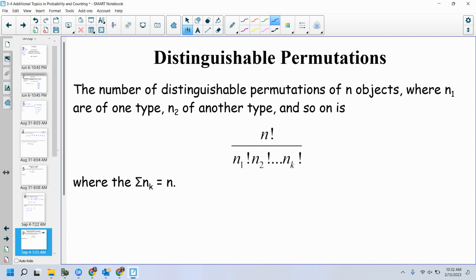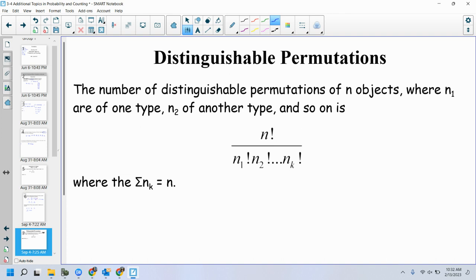Okay, so what if I say the order doesn't matter anymore? Oh, no, sorry. I'm not doing combinations yet. I'm doing distinguishable permutations now. So what if I have groups of things that are all similar? Maybe I was thinking about it in terms of a group of freshmen, a group of sophomores, a group of juniors, a group of seniors. And I wanted to pick 3 sophomores, 2 juniors, 5 seniors, or something like that. I have groups of things.